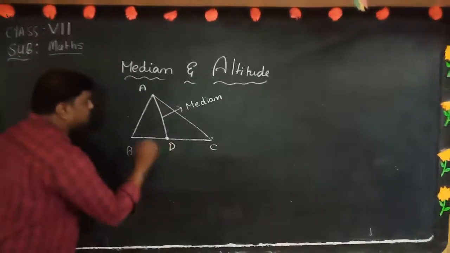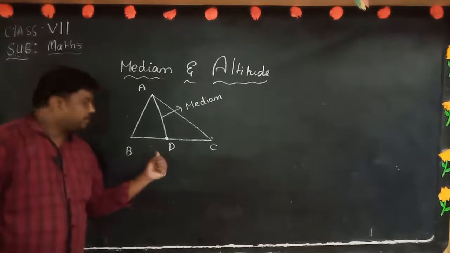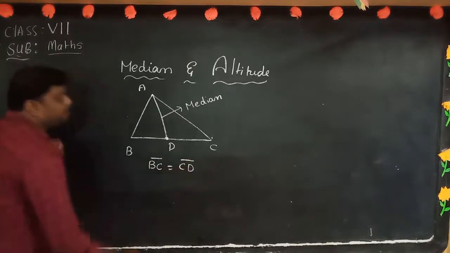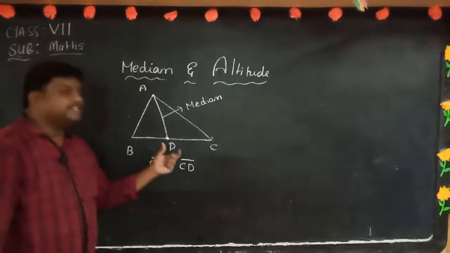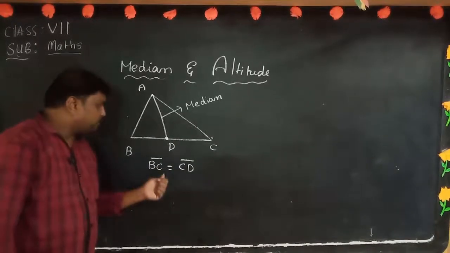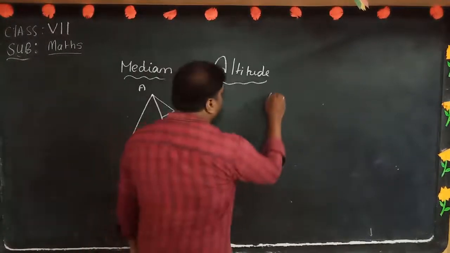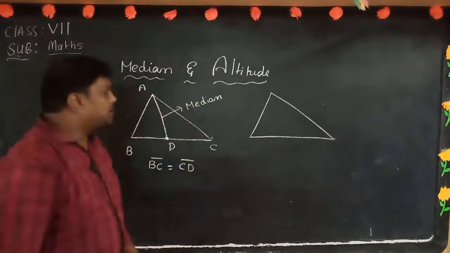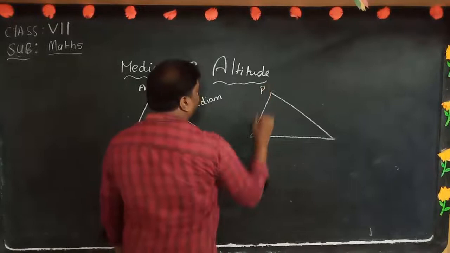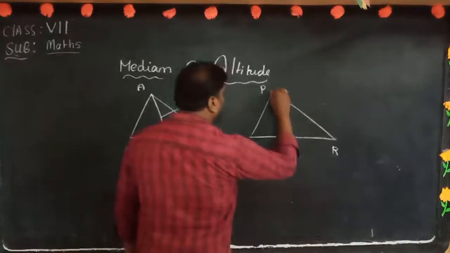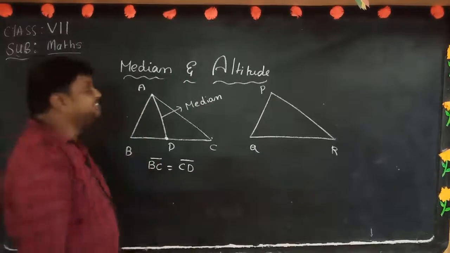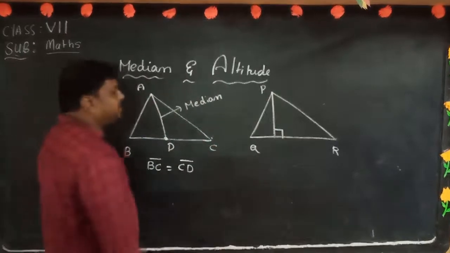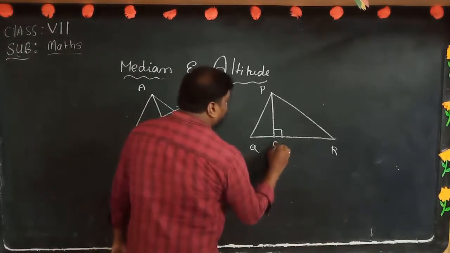Then compulsorily, in BC the middle point is D, which means BD is equal to CD. D separates BC into equal parts. That's why BD is equal to CD. Like that, the altitude also starts from one vertex to the opposite side, but at exactly 90 degrees, means a perpendicular line. We can take this as O.